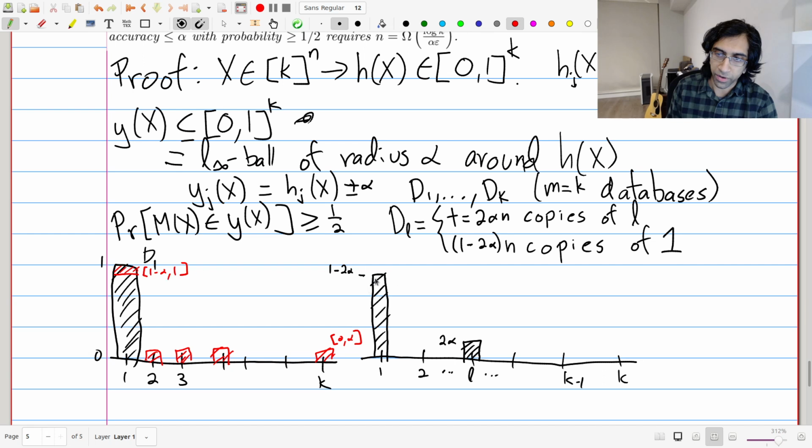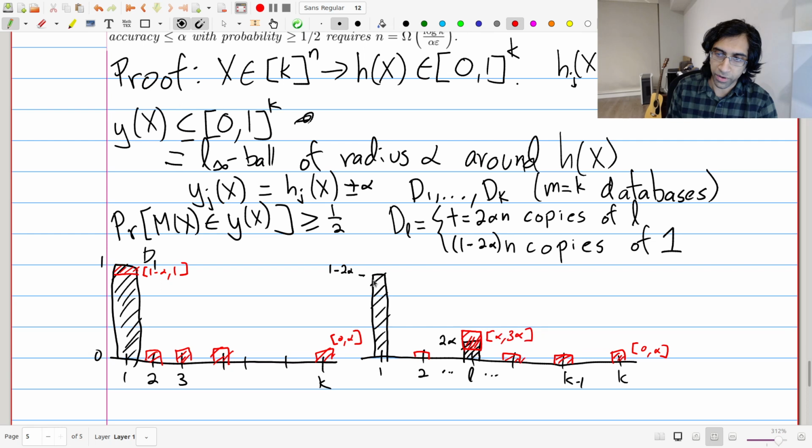Within 0, 1 for each coordinate. Now for this one, for say arbitrary data set L, we have the following. We're going to have sort of 3 different cases for all of these. For anything that is not 1 or L, the value is going to be between 0 and alpha. For the symbol L, the value has to be between alpha and 3 alpha.